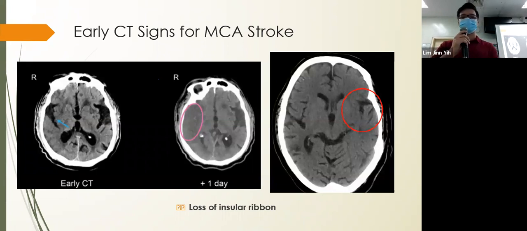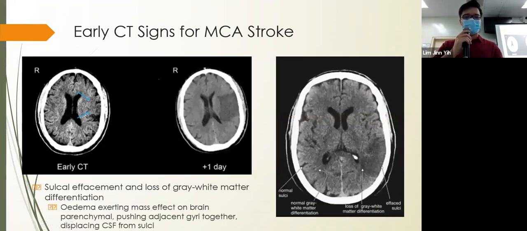Loss of insular ribbon. Because MCA also supplies the insular cortex. So as you can see, when compared to the other side, we couldn't see the insular ribbon, loss of insular ribbon. Here, this is the normal insular cortex, but this is the site of infarction.